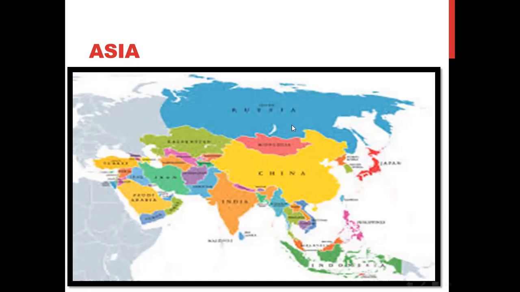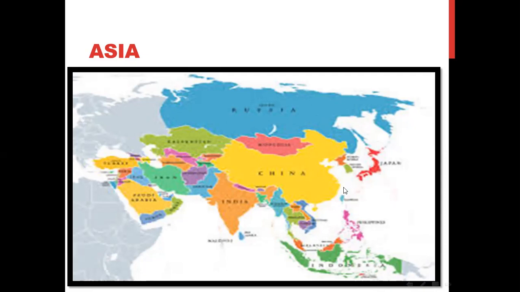It has Russia. Russia is the biggest country of the world. You see Russia, from the east to the west and from the north to the south. All of this is Russia, the blue one. And at the south of it, we have China. China also is a big, big country.